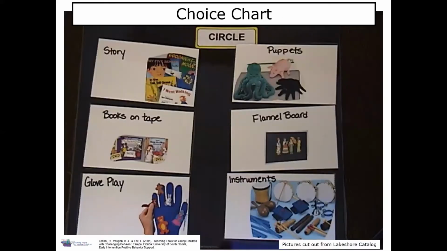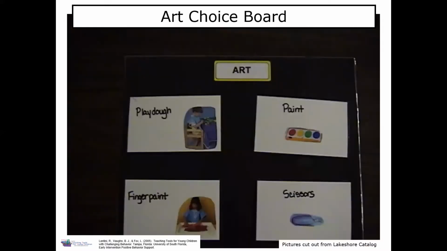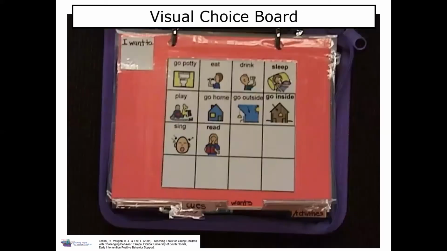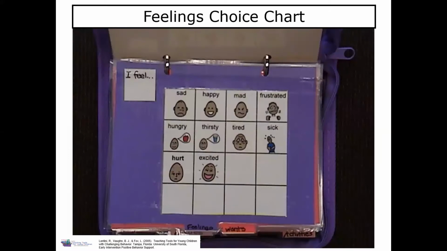And here's an example. So they could choose what activity to do. Another choice activity, like maybe choosing which song to sing. An art choice visual. Here is a center time visual. Another choice board. So they can choose the activity or what they need. A snack choice board. And a feelings choice board. So the individual can communicate how they're feeling.